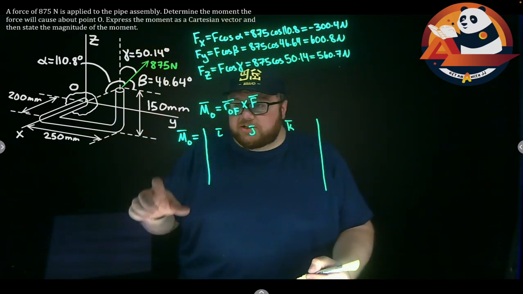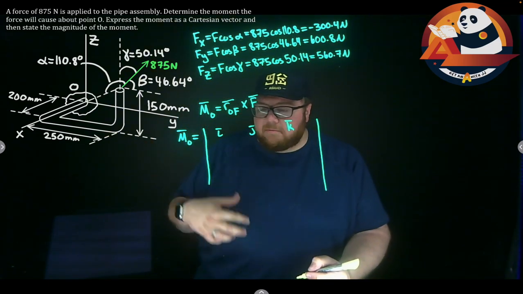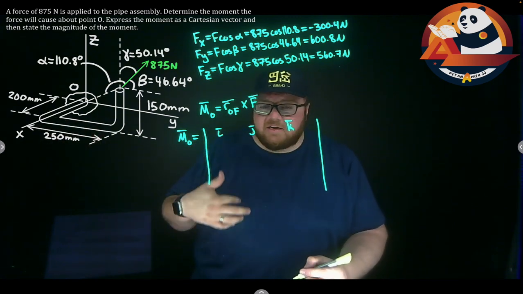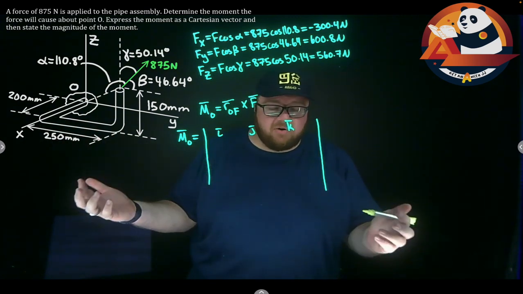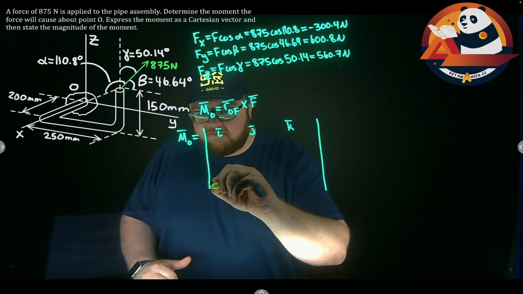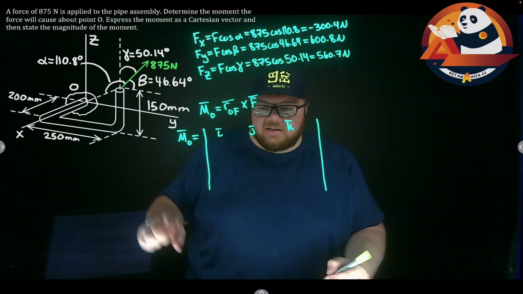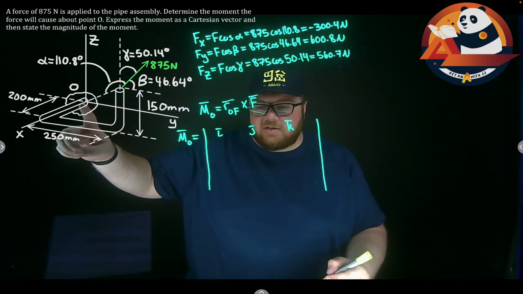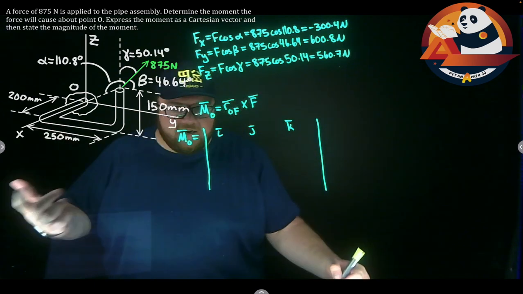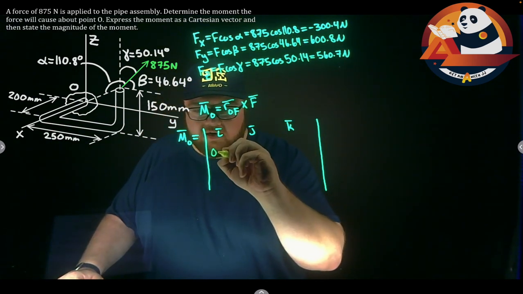Our second line should always be our moment arm vector. I'm going to convert this into meters instead of millimeters, mostly because newton meters is a more common unit at this point than newton millimeters. I'm just dividing by 1,000. So in the x direction, I've gone out 200 millimeters. I'm just tracing the path. That is 0.2 meters.